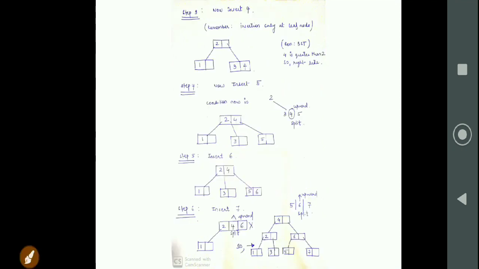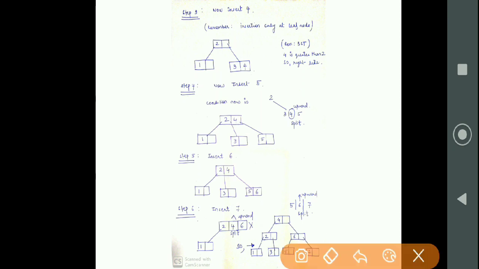Why? Because there is a rule that insertion only takes place at leaf nodes. Okay. So, remember the BST rule. Compare 4 with 2. 4 is greater than 2, so come to the right side. When you come to the right side, you have one place remaining that is vacant, which is beside 3. Okay. So, 4 we are going to put there directly.